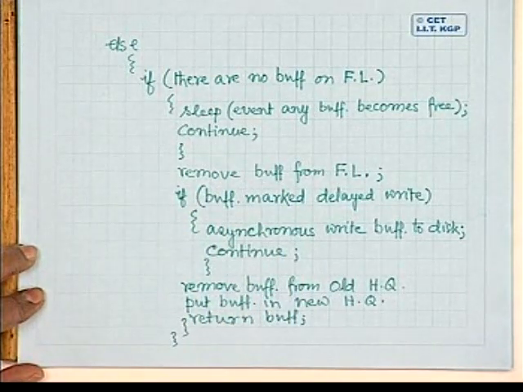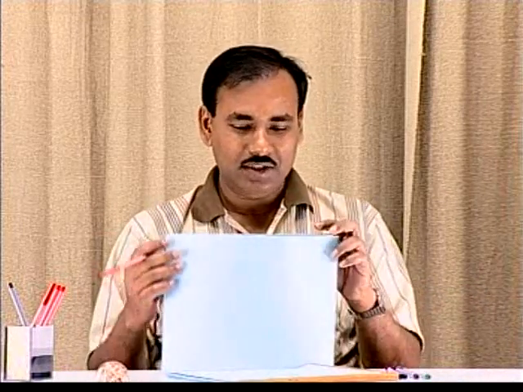Similarly, there has to be a free block algorithm, because whenever a process releases a particular buffer, the buffer has to be put in the free list. Then, as we said, always the buffer is put at the tail of the free list, but it is not always so. There is a situation when the buffer can be put at the head of the free list.